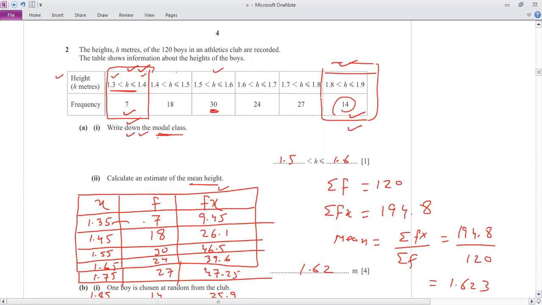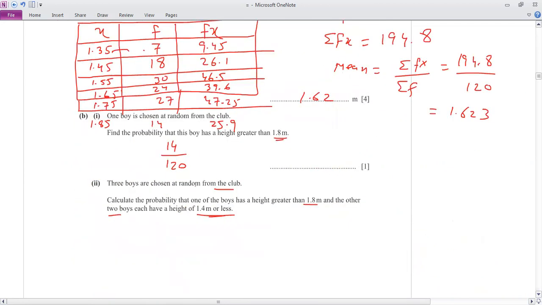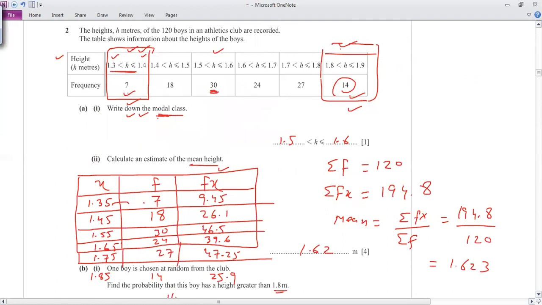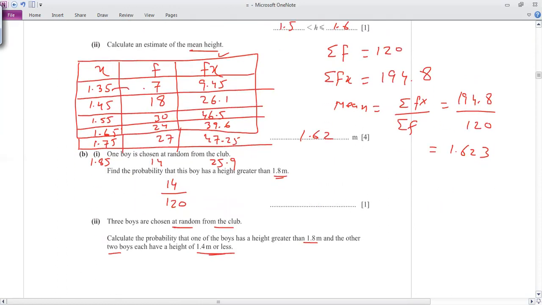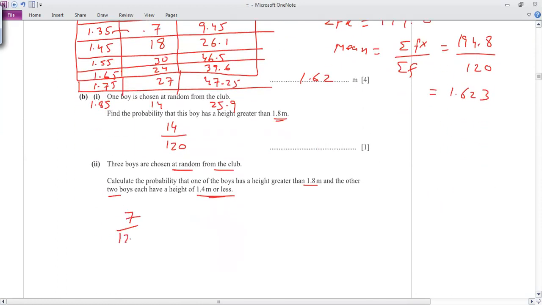So first I will look at the first possibility. Look at the question carefully. It says chosen at random, and it is not mentioned whether you replace or not. If it is not mentioned and it is a random selection, it means you are not going to replace. Let's suppose I choose the first one from 1.4 meters or less. How many students are in this category? 7 out of 120. So the probability for the first selection is 7 over 120.